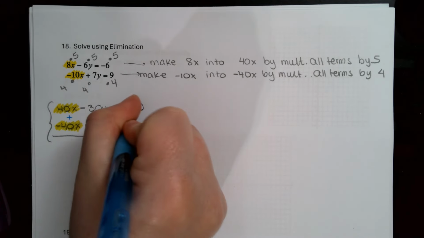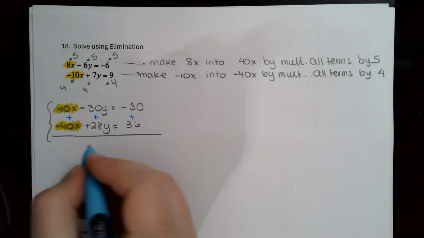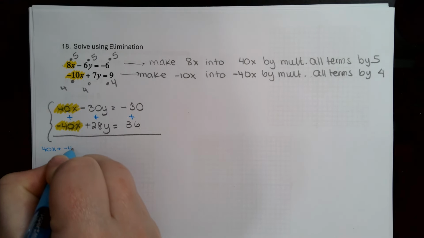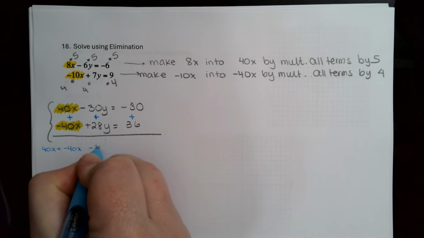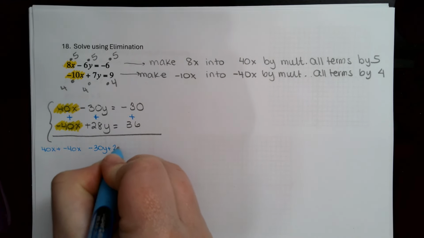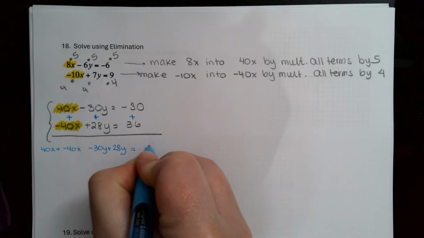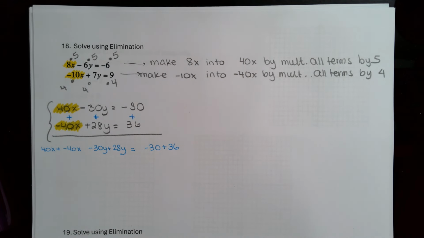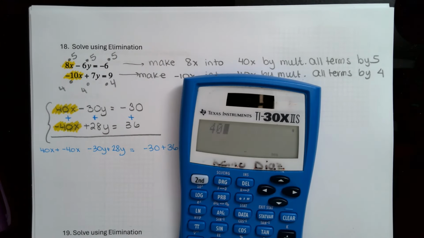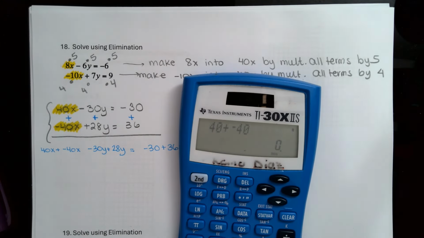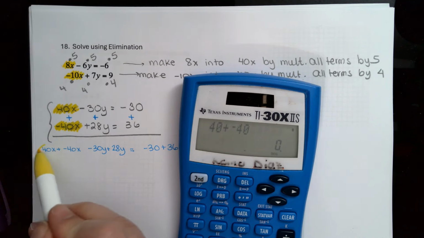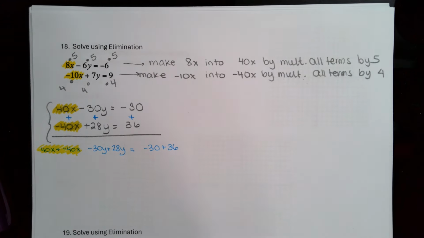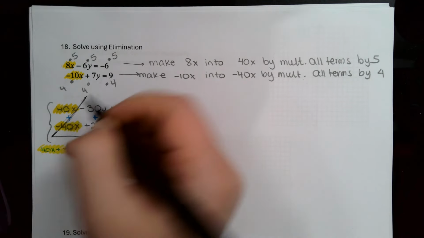So I'm going to add these, and add these. And I'm going to write this out just once. We got 40x plus a negative 40x. We get negative 30y plus a positive 28y. And we get a negative 30 plus a 36, not a 26, a 36. So what ends up happening is if we have 40 and a negative 40, that's the whole point of what we're trying to do. We're trying to eliminate, remove the term that we've selected. Now we've selected our x's, so our goal is to remove that term.